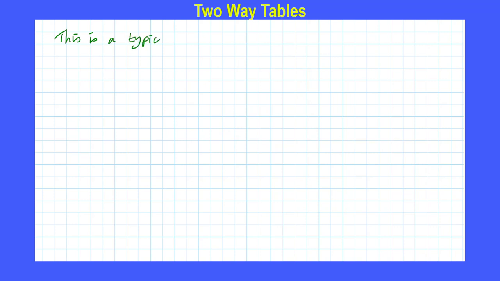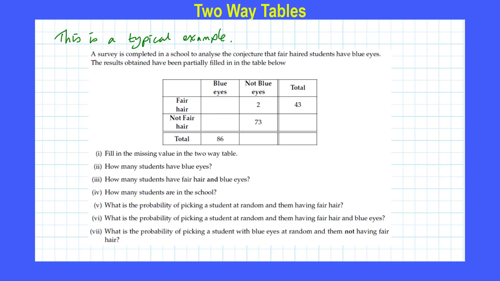So this is a typical example of the type of question we might get. Okay, so have a quick read of this. As you can see, we've got a partly completed two-way table, and then we've got a number of questions we've got to answer. So the first thing to do is to try and fill in the gaps.